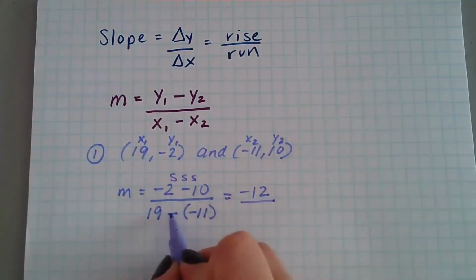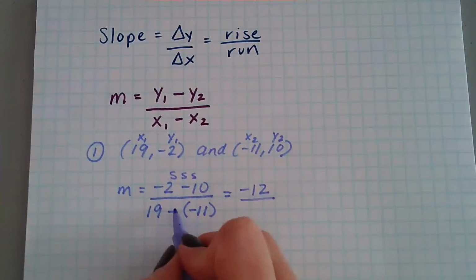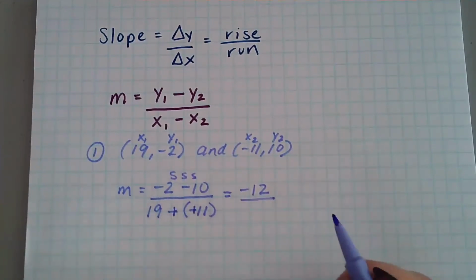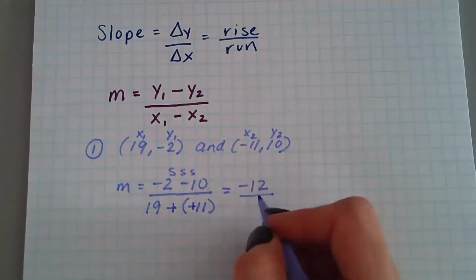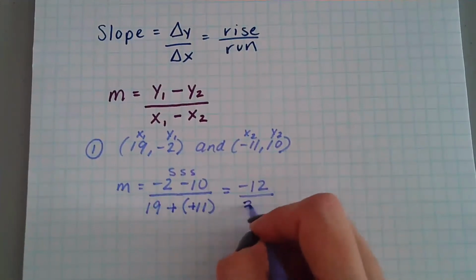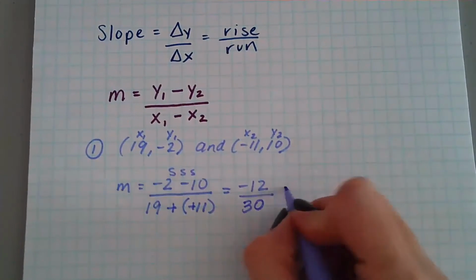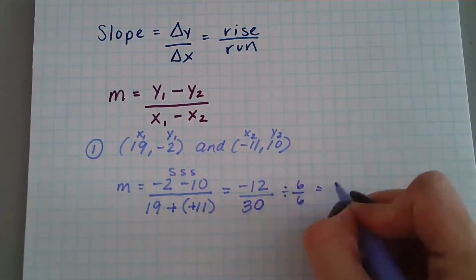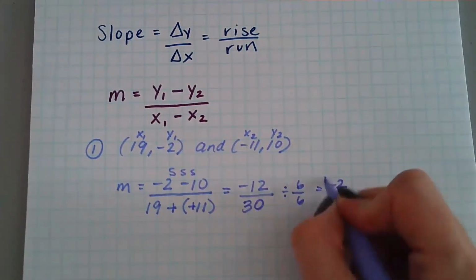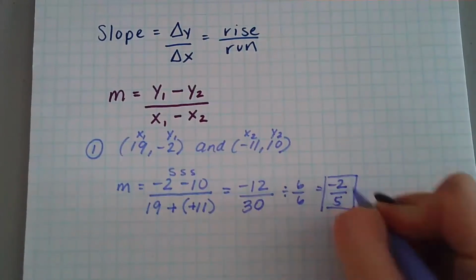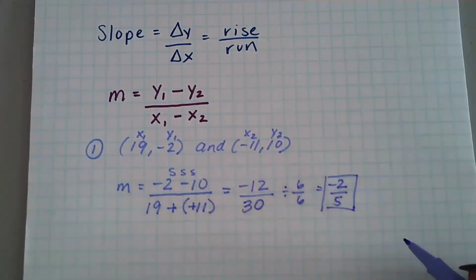Here, I'll change subtraction to addition and change the sign of the second number. And now I'm adding. And I get my slope. And of course, you can simplify this by dividing by 6 over 6. This will be -2/5. So this will be my rise, this will be my run. The line will be going down from left to right, down 2 boxes, right 5.